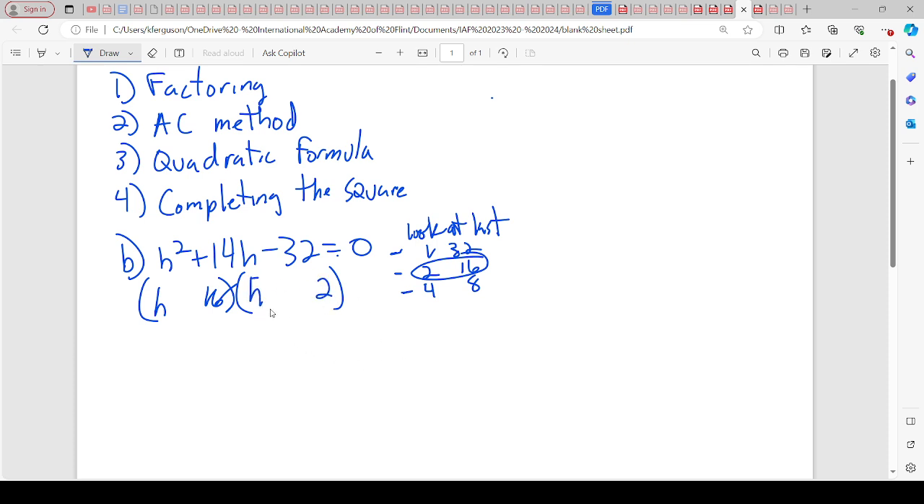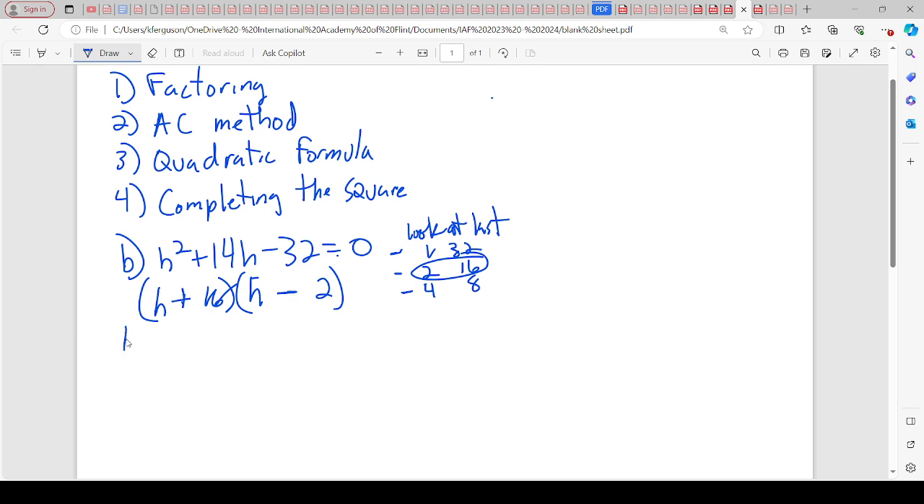Now I just need to figure out where my signs go. Because this is negative, one of them is plus and one of them is minus. I look at the middle term. The middle term tells me the sign of the highest number. Between 16 and 2, 16 is the highest number, and that's plus. So this is plus 16 and minus 2.